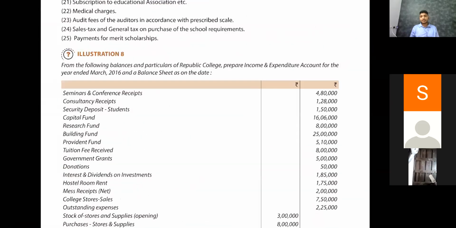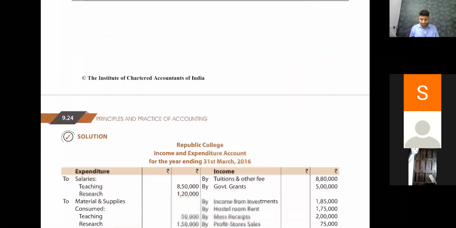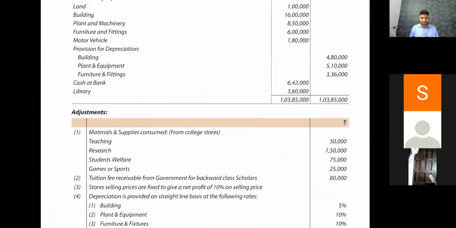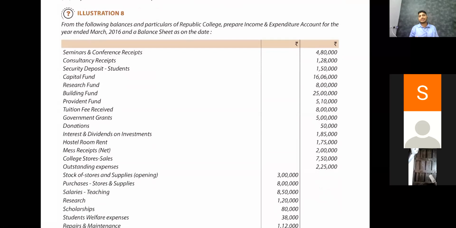Now there is one more question, illustration 8. That is the last question which I will be doing in this chapter, which I will be taking forward tomorrow. Tomorrow we will end up this chapter.